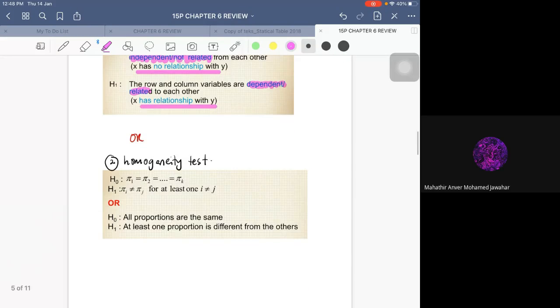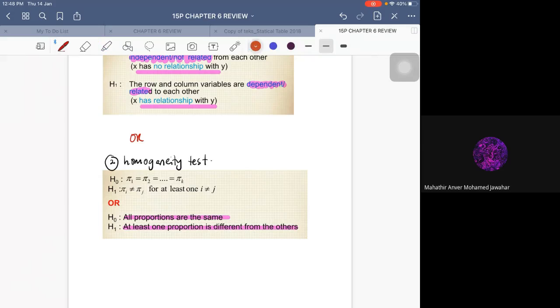And then for the homogeneity test, we're going to say that all proportions are the same. If you notice, this is pretty much similar to ANOVA. The only difference is that in ANOVA we test for mean, but this one we test for proportion. Even in terms of how you write the hypothesis, it is exactly the same. The only difference is that instead of using mu, you're using pi, which represents the proportion. And the alternative will be at least one proportion is different from the other.